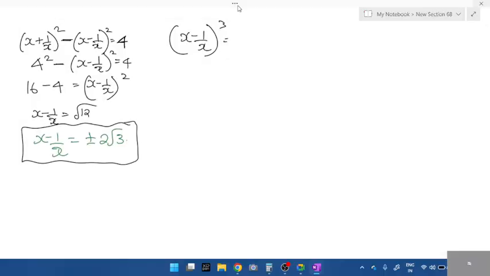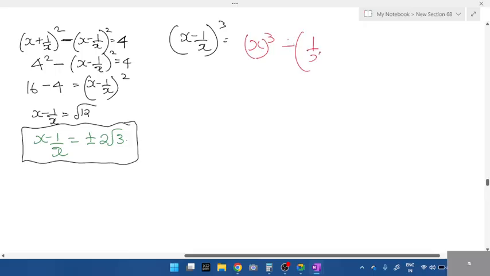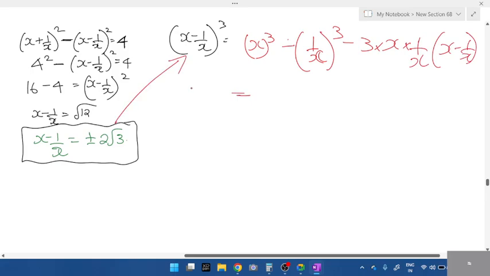Tell me what's the answer? x cube, a cube, minus. Everything is minus, right? Remember, everything is a minus b cube minus c into a into bracket a minus b. As soon as you do, just immediately substitute this.